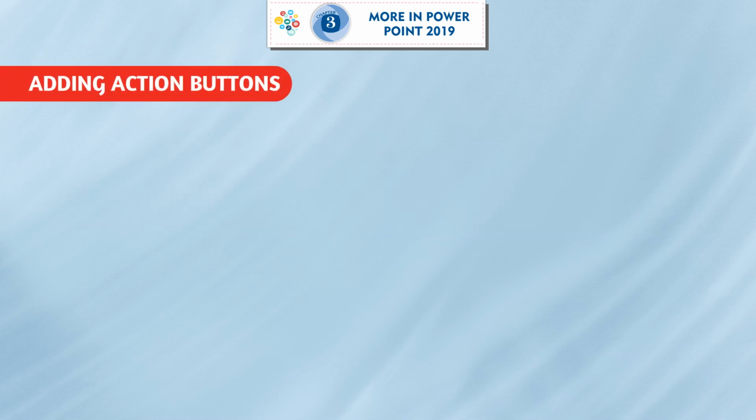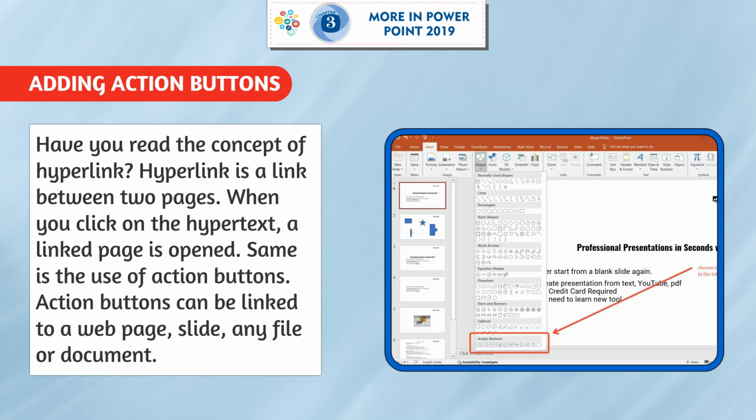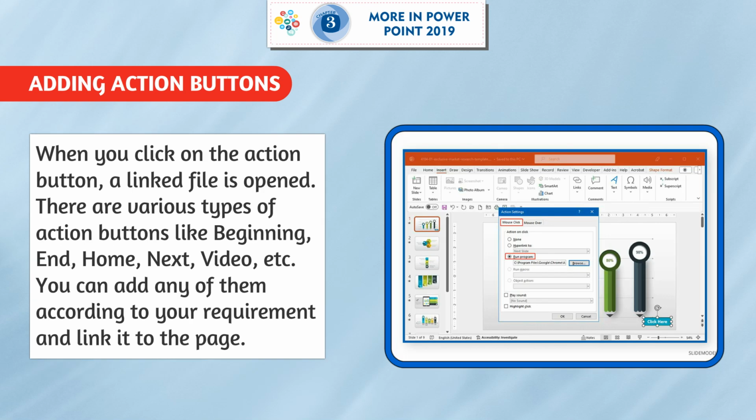Adding action buttons. Have you read the concept of hyperlink? Hyperlink is a link between two pages. When you click on the hypertext, a linked page is opened. Same is the use of action buttons. Action buttons can be linked to a web page, slide, any file or document. When you click on the action button, a linked file is opened. There are various types of action buttons like beginning, end, home, next, video, etc.